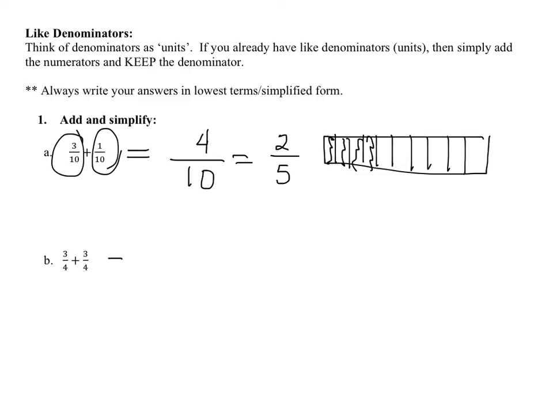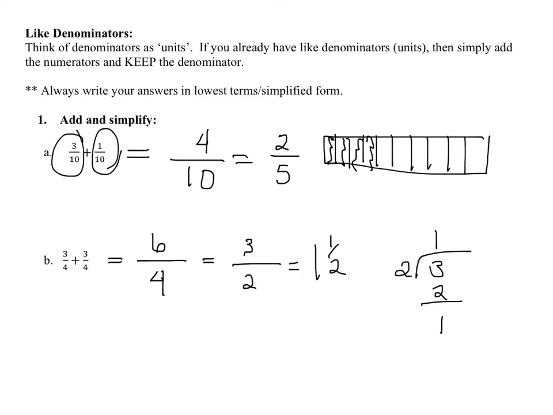How about B? Well, I got a common denominator, so I keep it the same. Add the numerators, so I have 6/4. And then I can reduce that or simplify it by dividing out a common factor of 2. 2 goes into 6 3 times, 2 goes into 4 twice. But then I think about it, it's an improper fraction. So 2 goes into 3 once with 1 left over. So I have 1½ Hershey bars, which makes sense.